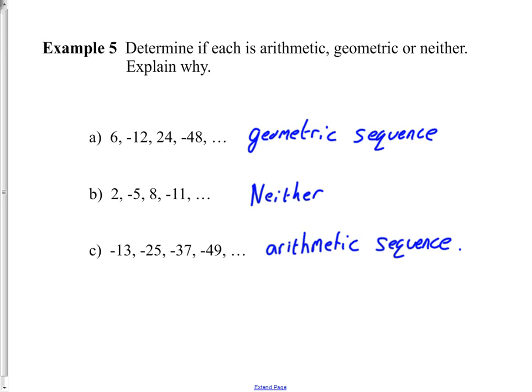Okay? So that'll conclude the notes then for section 11.1, talking about sequences. And really we're looking at the difference between an arithmetic sequence and a geometric sequence in this section.